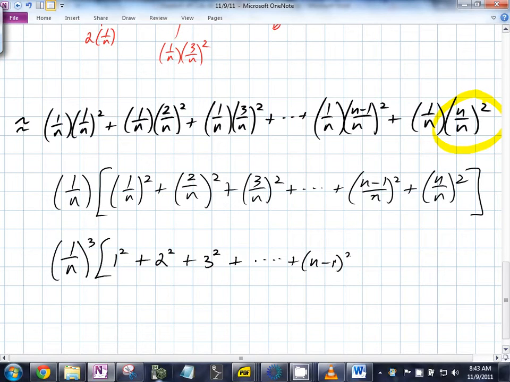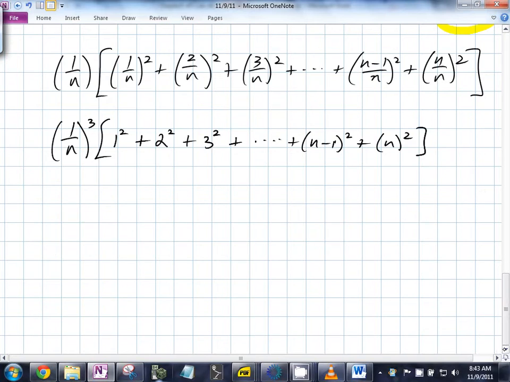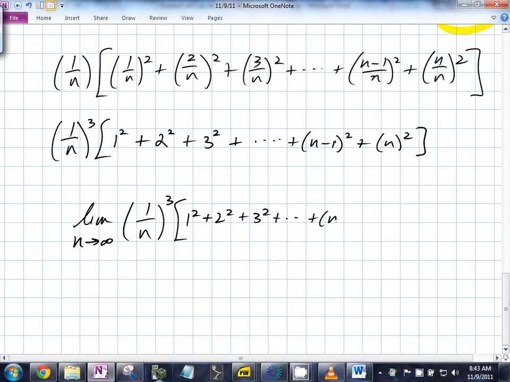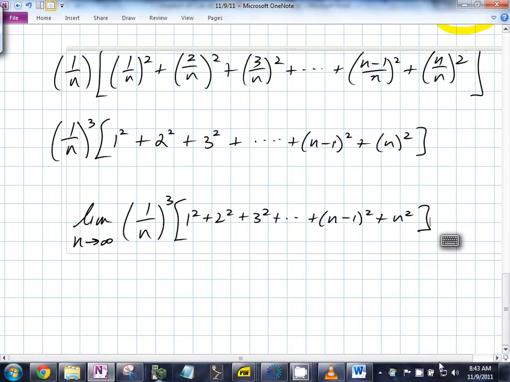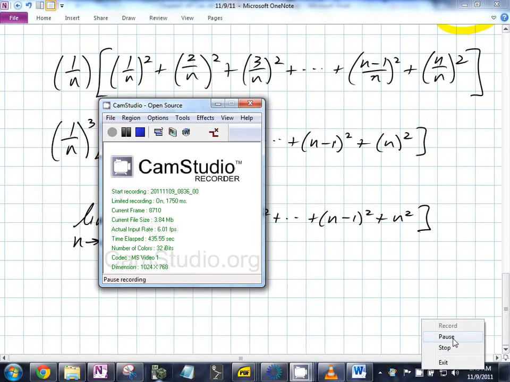Okay, so what are we now looking at? We're looking at the limit as n goes to infinity of 1 over n cubed times this, right? Are we okay so far? Is everybody okay with the fact that the dots part is the new part of it? So this right here is what we need to talk about.